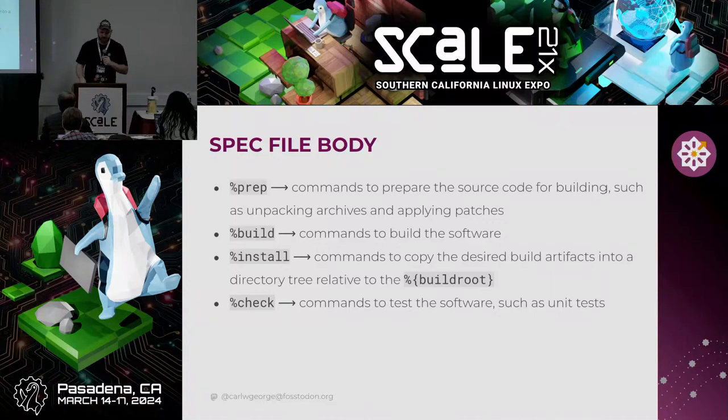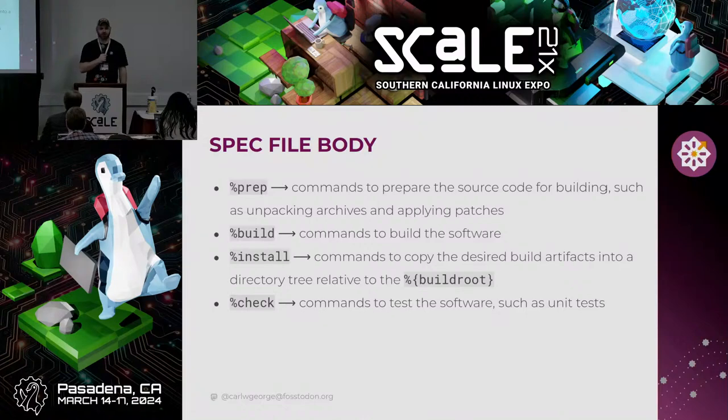So the spec file body. This is where we really get into the meat of the build process. The prep section is where you unpack the source code archive, the tar.gz file. You need those files extracted. And then you would also apply any patch files to those. Let's say you have a patch that fixes a bug from upstream or adds a fix for a security problem. Anything like that, you're going to be applying during the prep section.